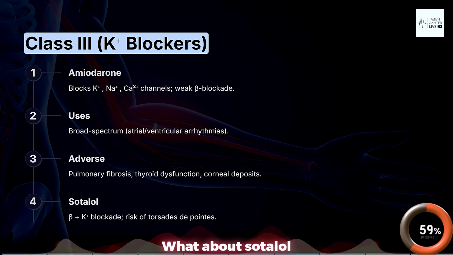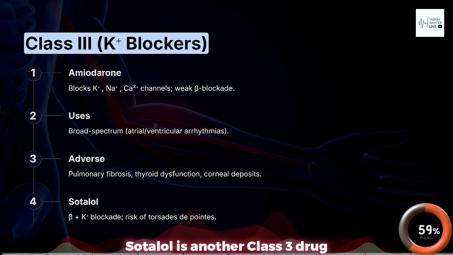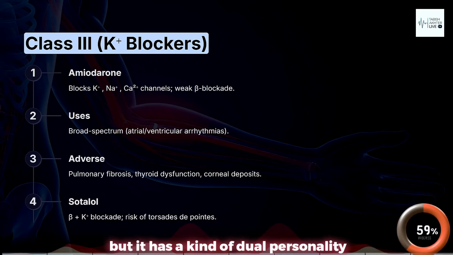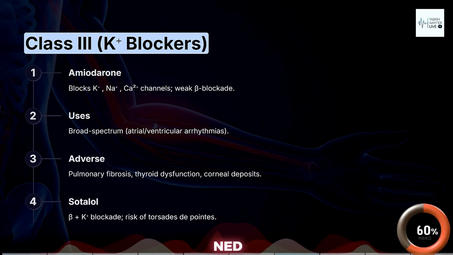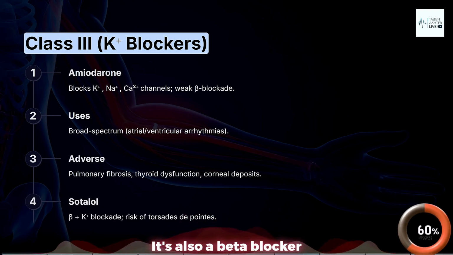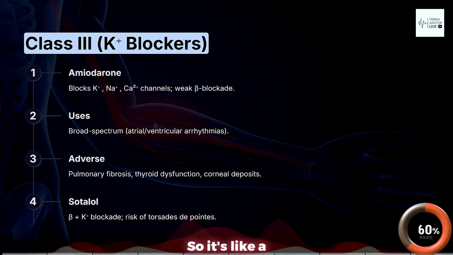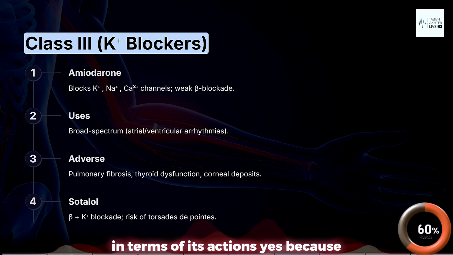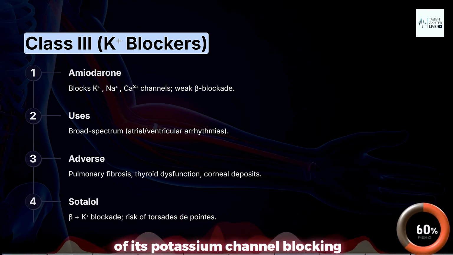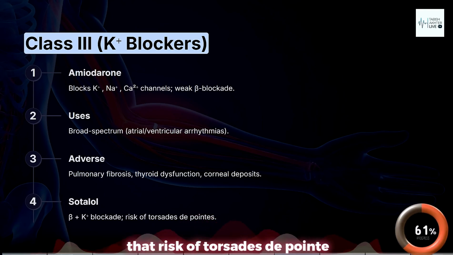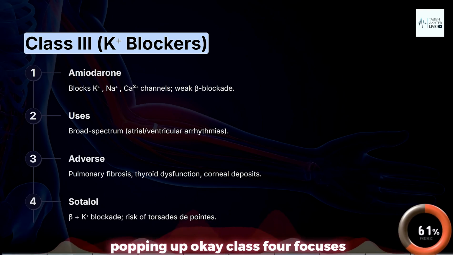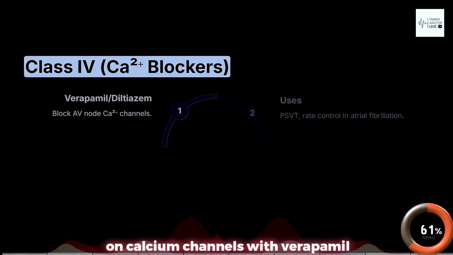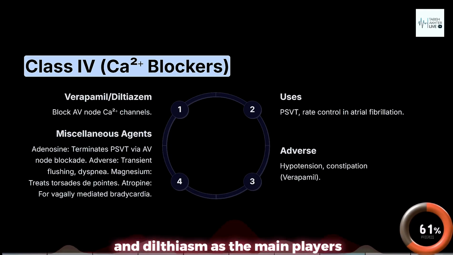What about sotalol? Sotalol is another class 3 drug, but it has a kind of dual personality. It blocks potassium channels, like amiodarone, and it's also a beta blocker, just like the class 2 drugs. So it's like a combo drug. In terms of its actions, yes. Because of its potassium channel blocking effect, though, it also carries that risk of torsades de pointes we keep mentioning. That keeps popping up. Okay, class 4 focuses on calcium channels, with verapamil and diltiazem as the main players.